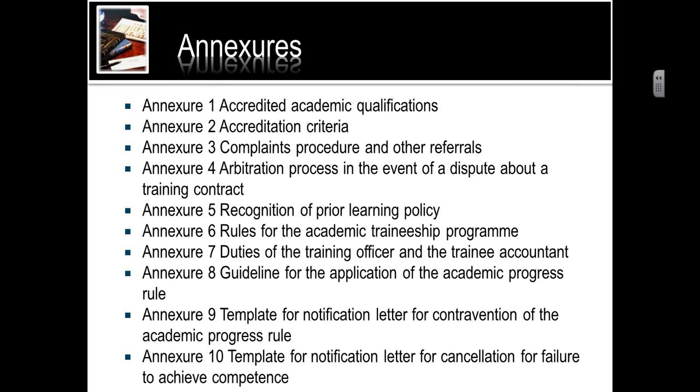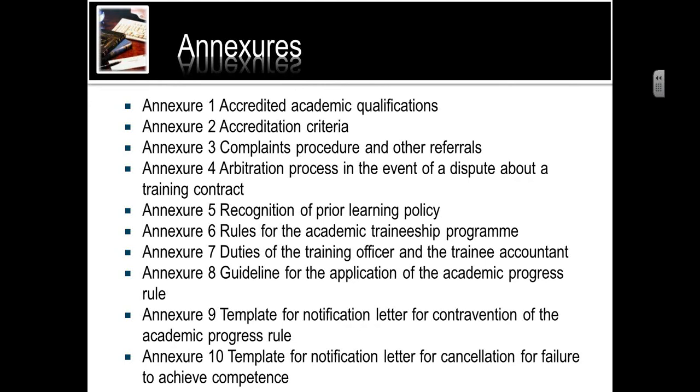Annexure 5, RPL is old, few cosmetic changes. Annexure 6, also old, rules for academic training program. Annexure 7 sets out the duties of the training officer and the trainee accountant. This is a new annexure, but again, as I mentioned earlier, it's similar to the old contract. They've taken out the 7.5 hours, and just to remind the trainees that this is where they comply with timesheets and assessment forms.